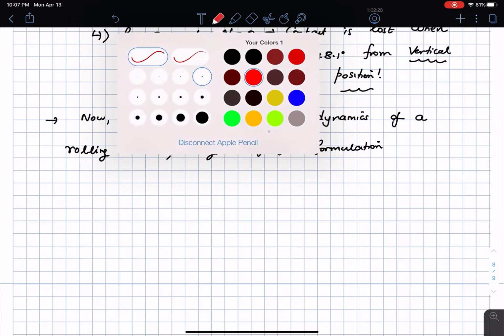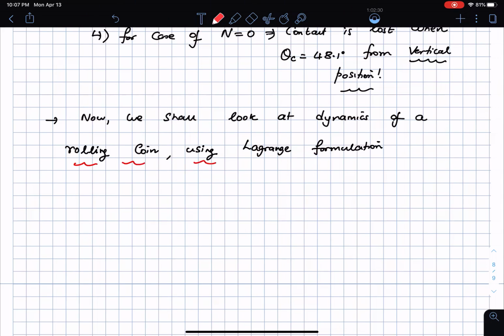Okay, so rolling coin using the Lagrangian formulation. What we will see here is we have to assume a couple of things. We're going to assume one thing: we're going to say that the coin is rolling without slip.